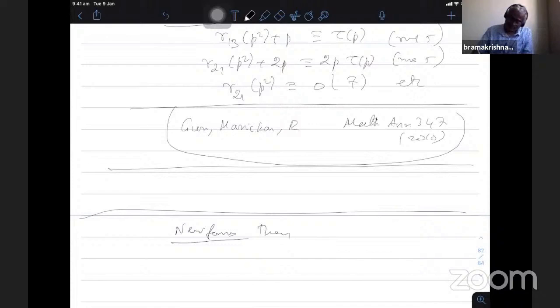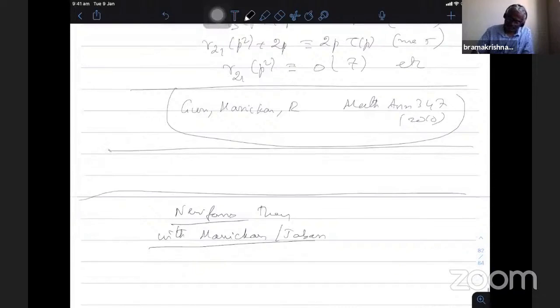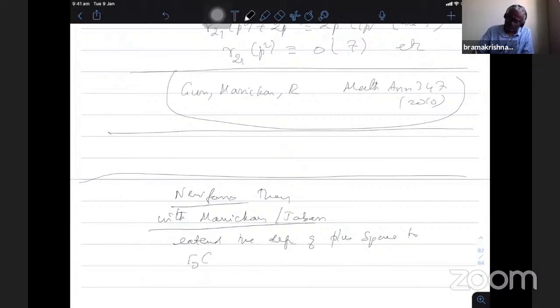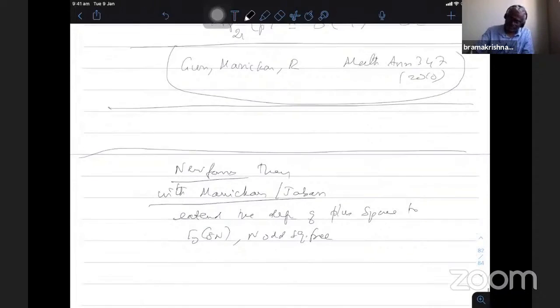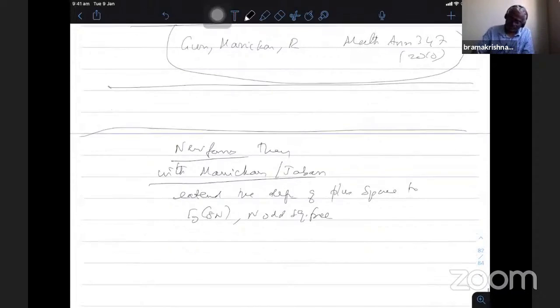Briefly, what we did is extend the definition of plus space to gamma 0 of 8n, n odd square free, and then we studied the theory of newforms in this case in the plus space also. So this part one has to see.